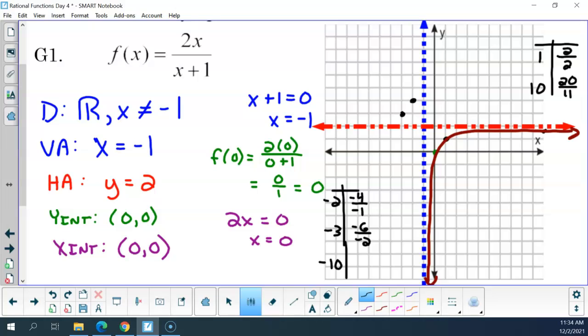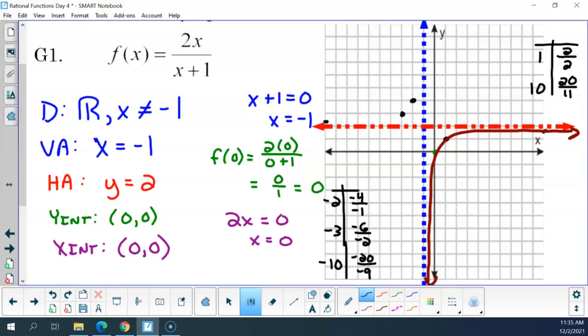Two times -10? -20. -10 plus 1. It's going to be a little bit more, right? 2.2. What was that? So then do you just go like this and up? They go a little bit more than 2.